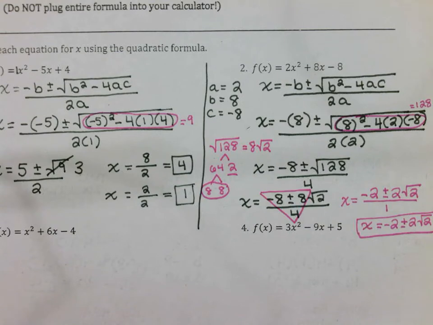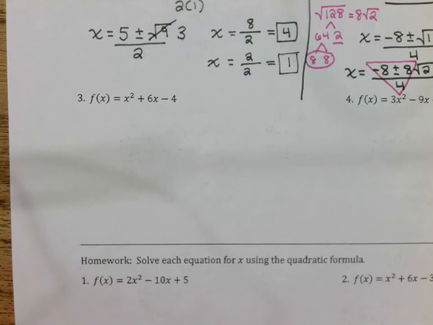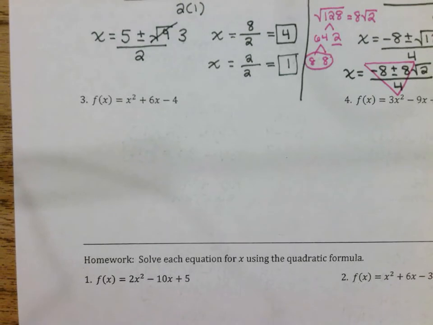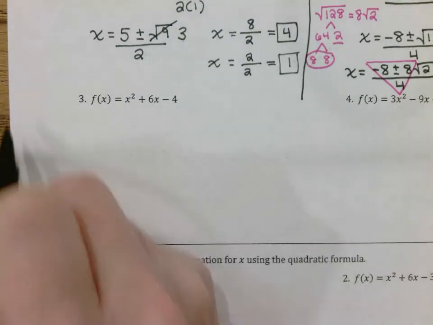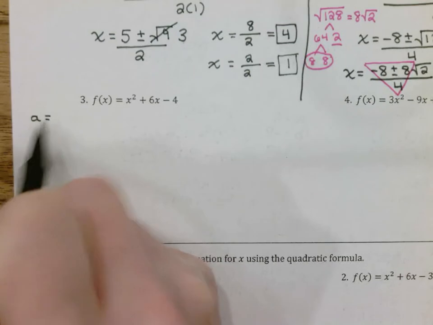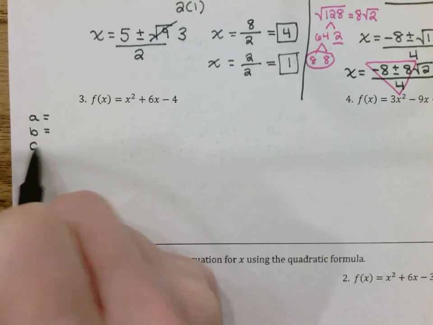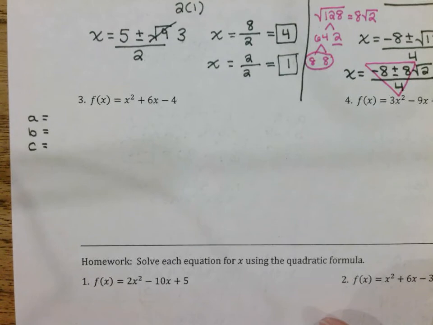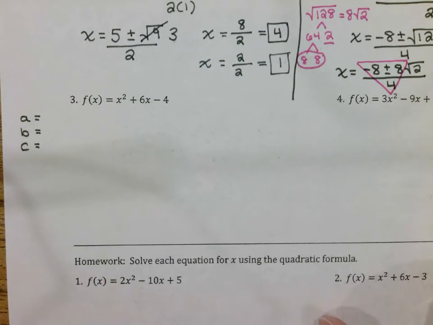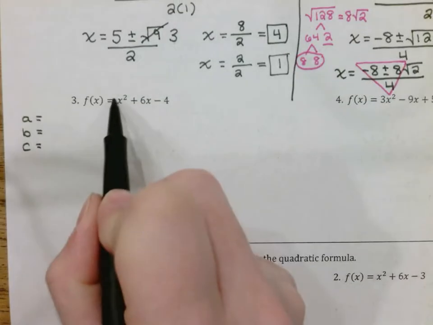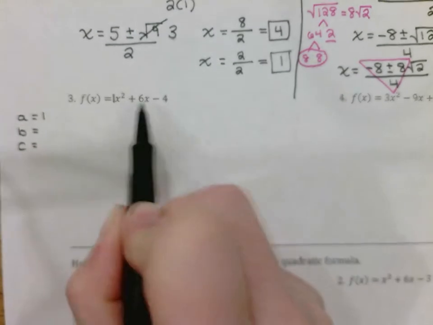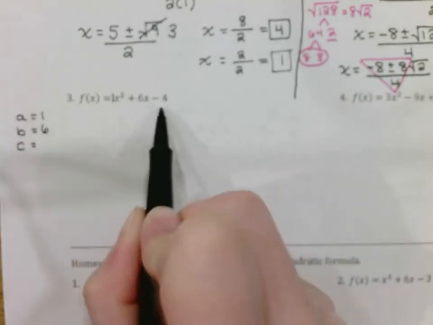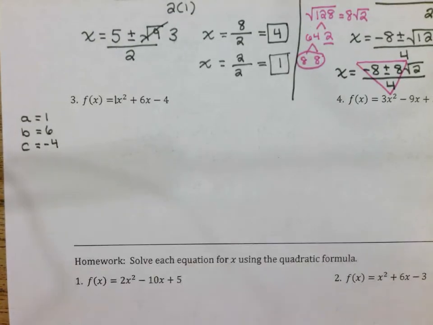Okay, let's look at number 3. So we're going to do this the same way. I'm going to start by finding A, B, and C. And after we do a lot of these, it starts to get a bit easier, but these are long problems. Okay, so for this one, A is going to be 1, B is 6, C is negative 4.